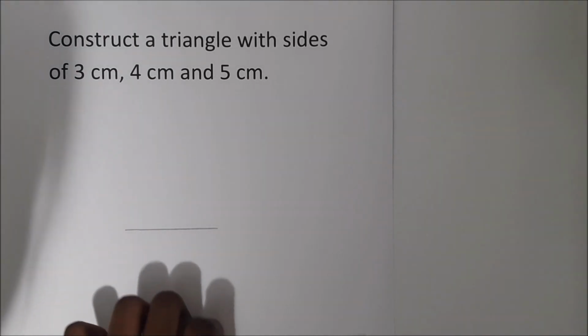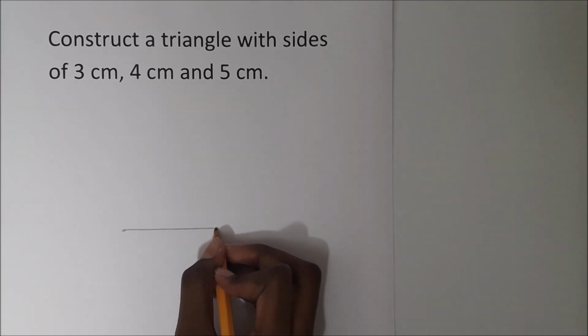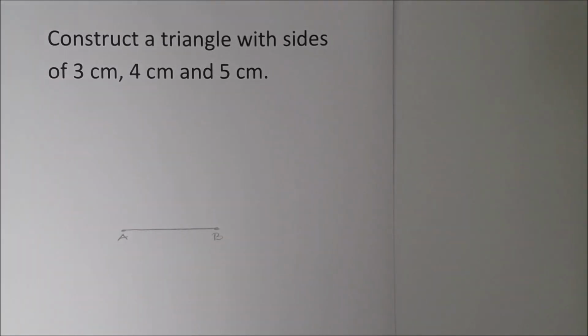Draw the 5 centimeter line, then label it point A and point B. And put 5 centimeters under it so you don't get mixed up.